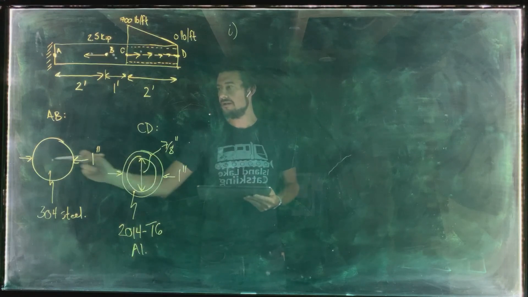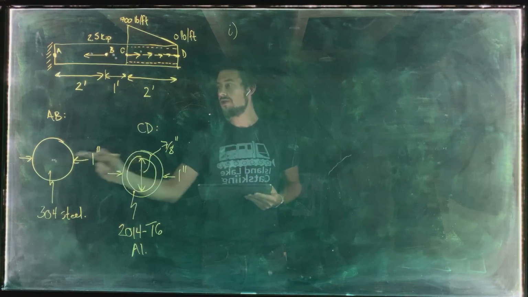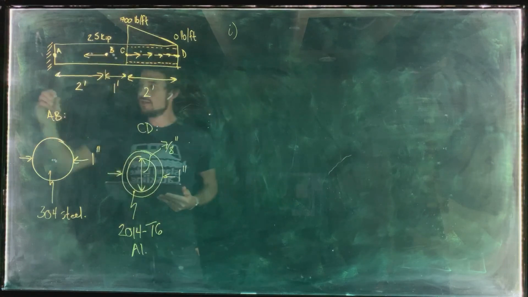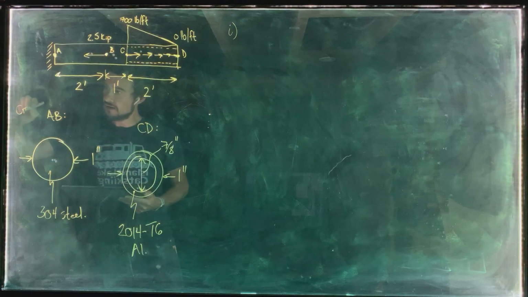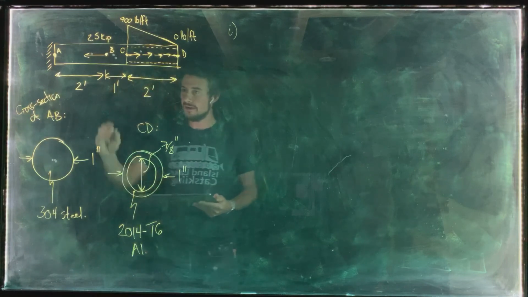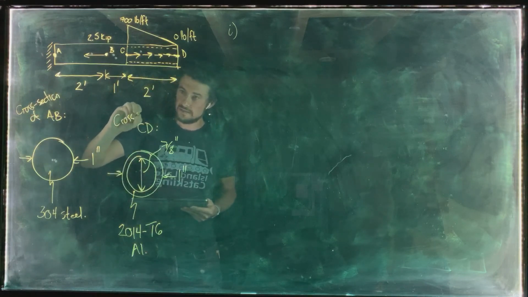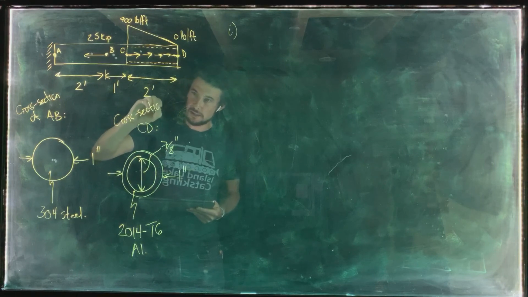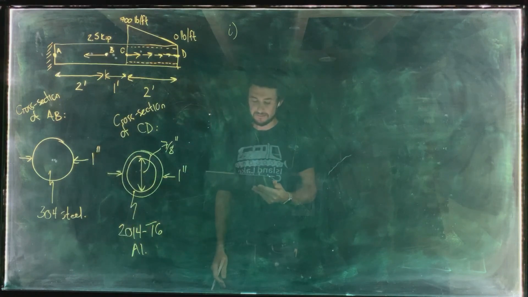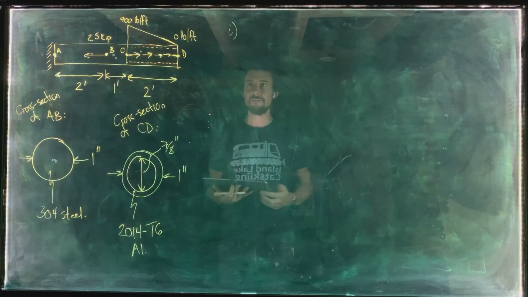These two circles down here, those show the cross section, sorry, of these objects. So this is the cross section of segment AB, okay? And this is the cross section of CD. Okay? That makes sense? Yeah, okay.